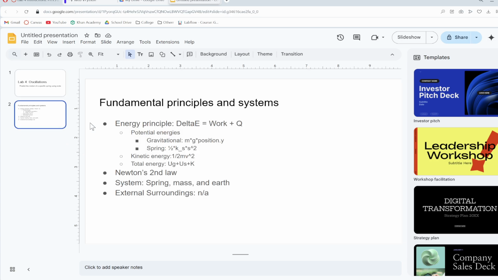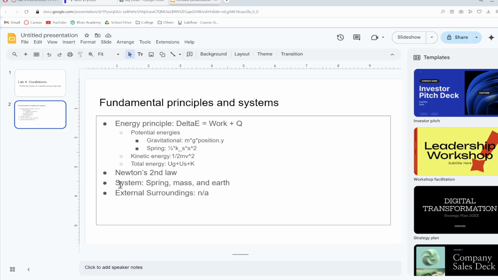Here are the fundamental principles. The main one is the energy principle: delta E, the change in energy, is equal to the work plus Q. It goes through potential energy, both gravitational and spring, and also uses kinetic energy. We're also going to be using Newton's second law.